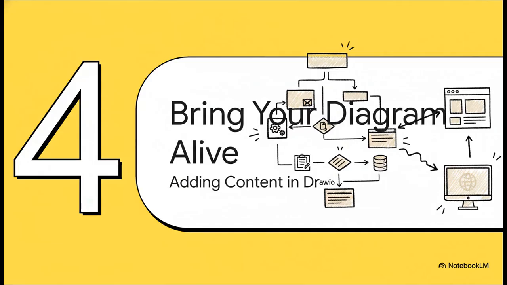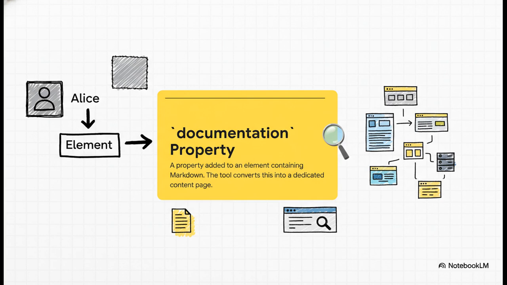And now for the main event. How do we add our own content? This is the core of the whole workflow, and it happens right inside the Draw.io editor you already know and love. From now on, you're not just drawing shapes, you're actually building the content structure of your website using custom properties. The magic really begins with a property called documentation. You can add this to any element in your diagram, like, for example, this box for Alice.